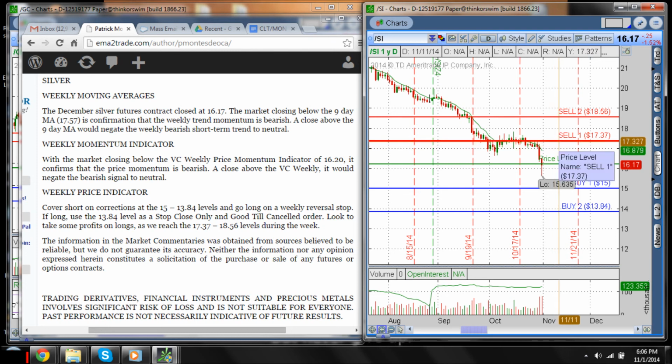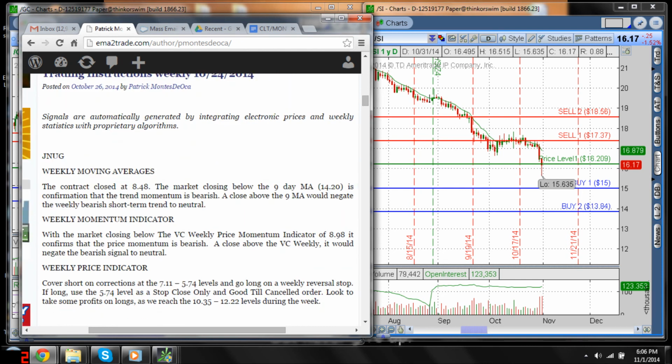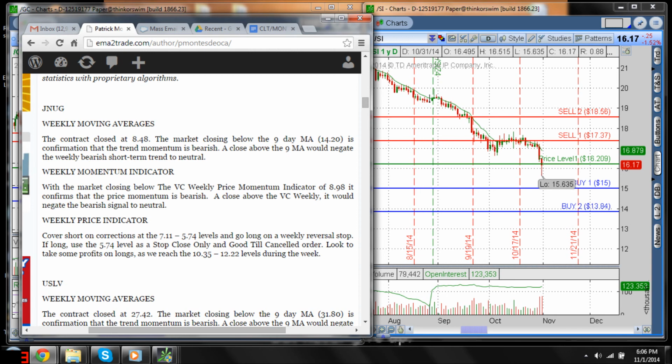Now, one of the things that we're doing, as I mentioned to you, is using the metals markets to accumulate positions on different assets that are related to the metals markets.